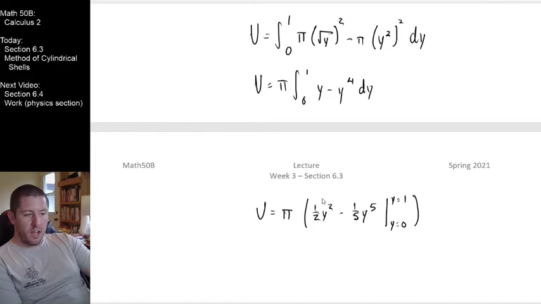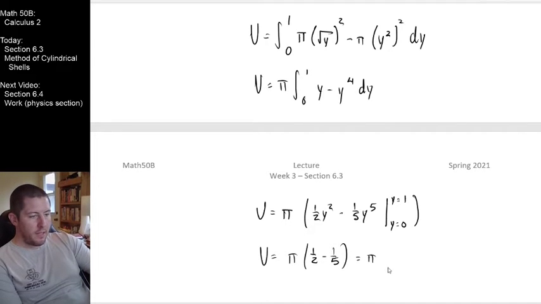Plugging in 1 just causes us to keep our coefficients. Plugging in 0 causes everything to go to 0. This is just pi times 1/2 minus 1/5, which is pi times what?